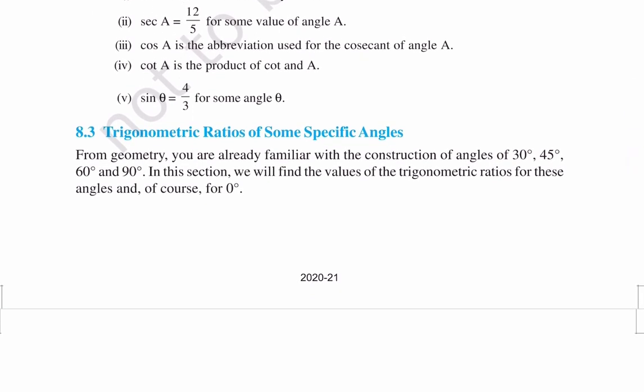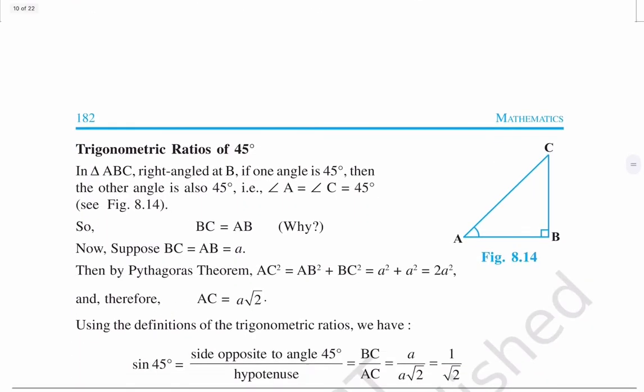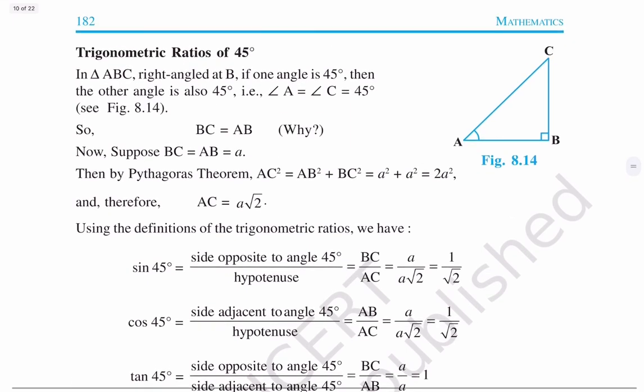So now, trigonometric ratios of some specific angles. We will find the sine, cosine, tan, cot, sec, cosec for specific values of angle, that is 0, 30, 45, 60, 90. These are values which are very useful in physics, geology and other domains of science. So let us see what those values are.